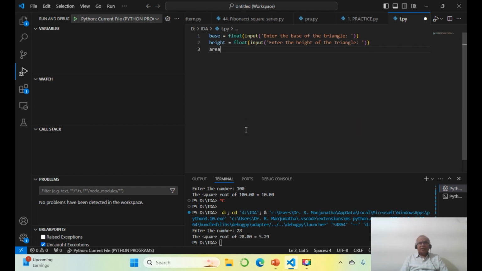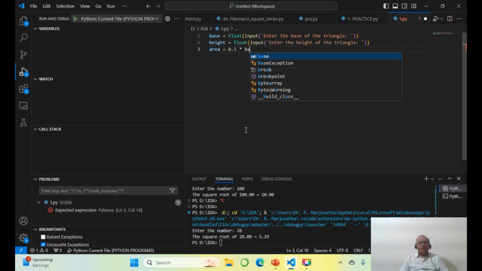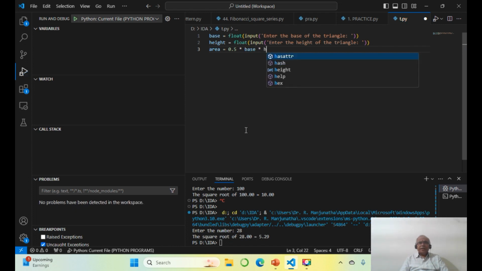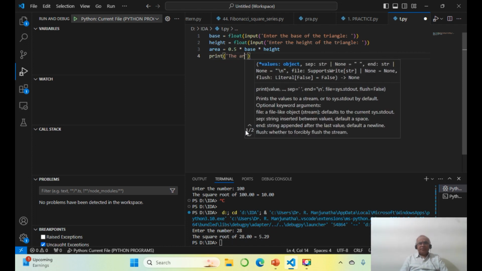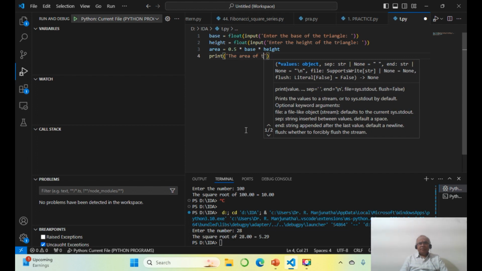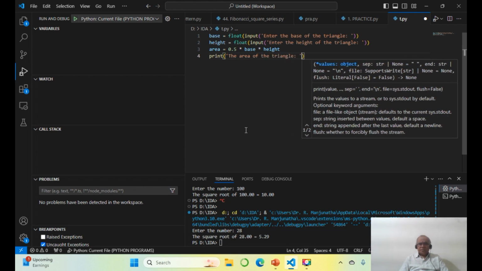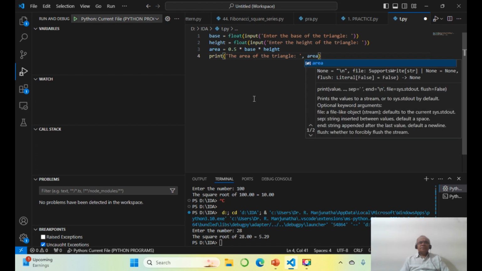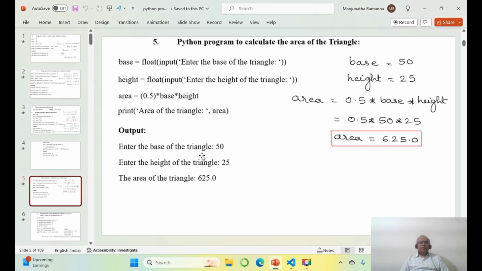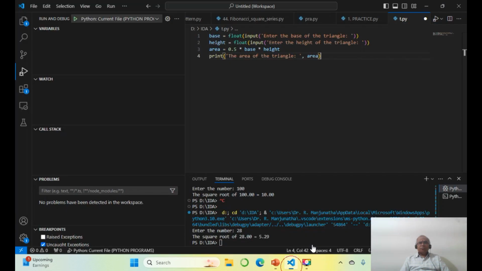Then what I want is the area. So I will say 0.5 star base star height. Then I will say print the area of the triangle. Here I will say area. So this is how I will be able to get the output.